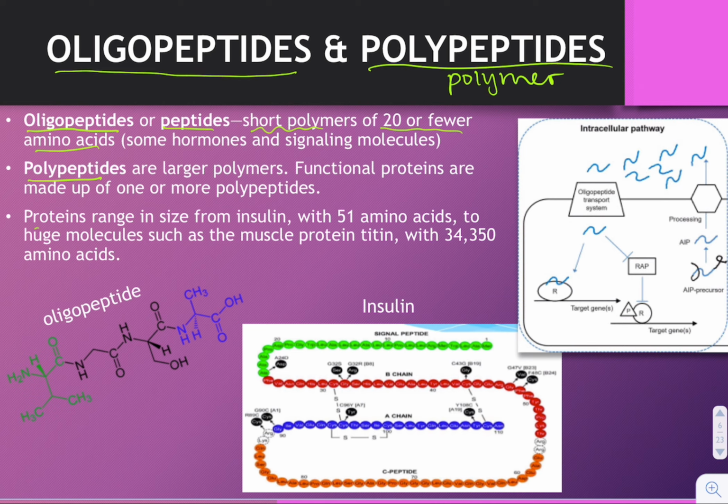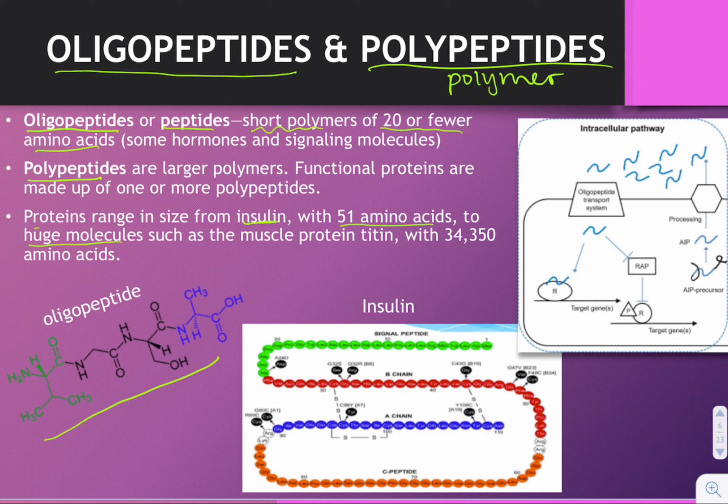So proteins range in size from insulin, which is about 51 amino acids, to huge molecules such as the muscle protein called titin, with 34,350 amino acids. So they got a big range here of how many amino acids they actually have.